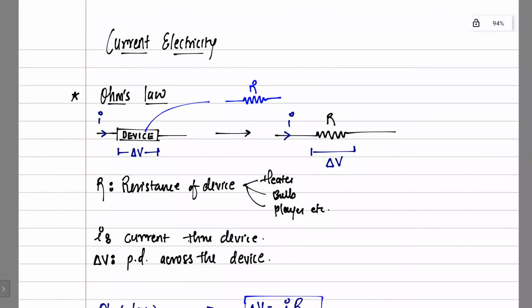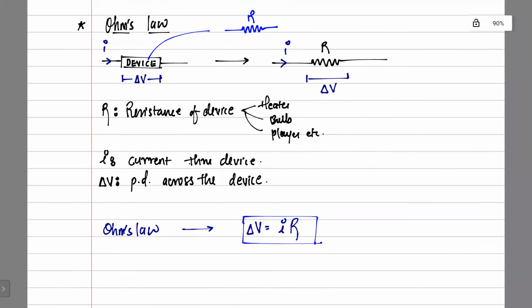See, but I'll make it very quick for you. Ohm's law is basically a law that will relate three components. It will relate the resistance of a device, the current through a device, and the potential difference across a device. Delta V is the potential difference, I is the current, R is the resistance. This is the device. The device has a resistance of R, which is here. The potential difference across the resistance is delta V. V is potential, delta means difference. So potential difference, and I is the current through the device.